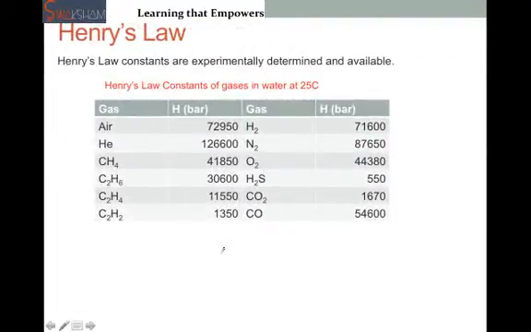Henry's law constants are experimentally determined and available. So for example, here are a number of Henry's law constants of gases in water, and they're expressed in bars. At 25 degrees we have the Henry's law constant for air, helium, methane, and so on.